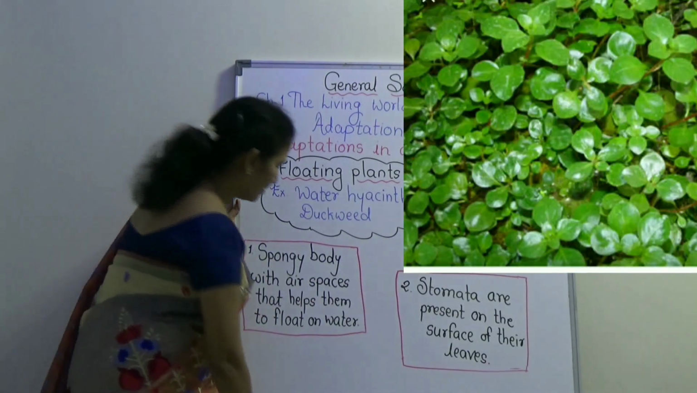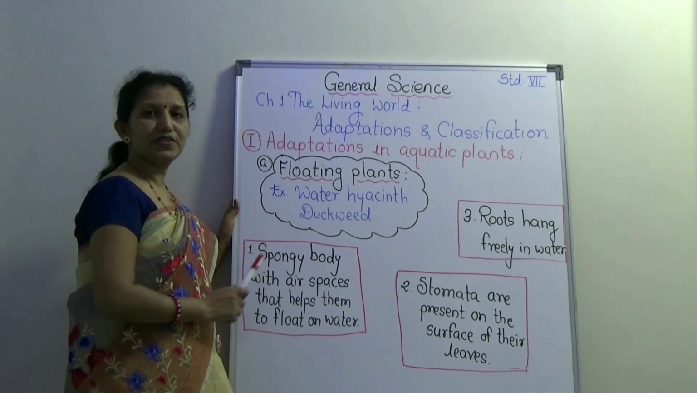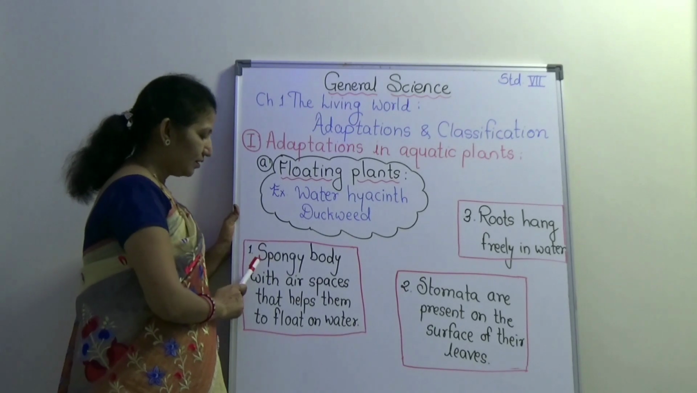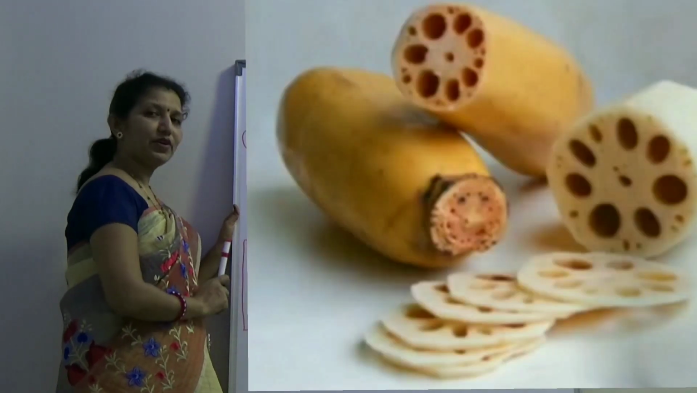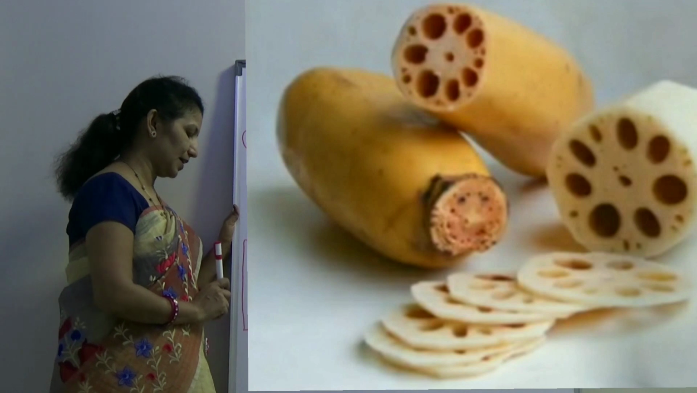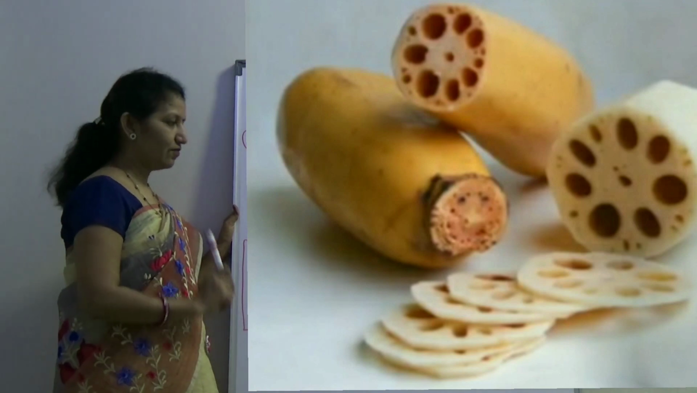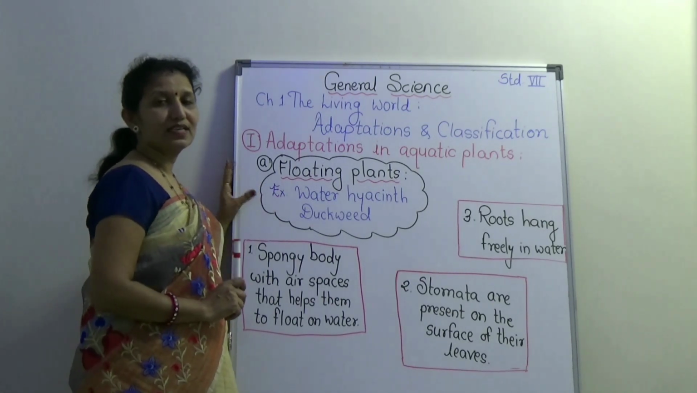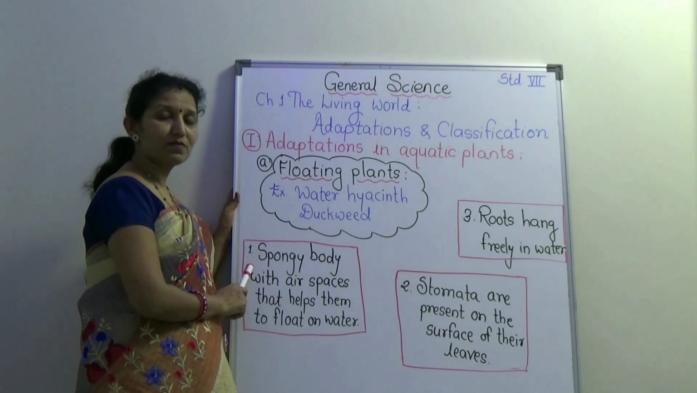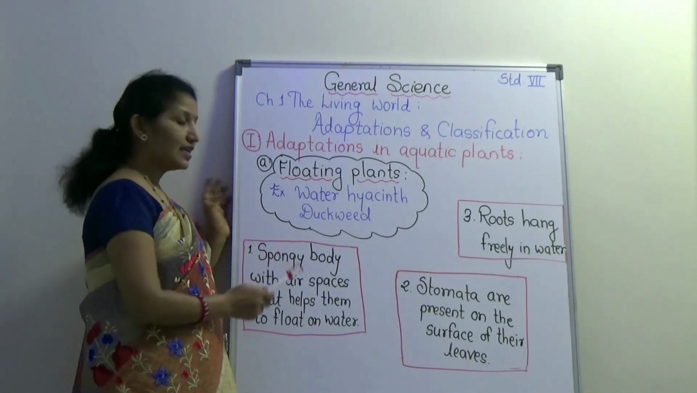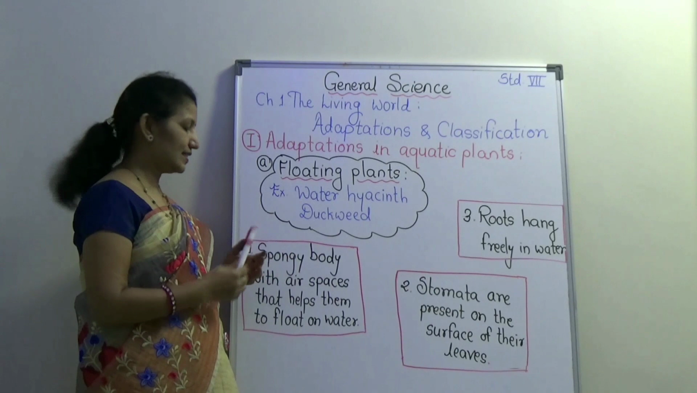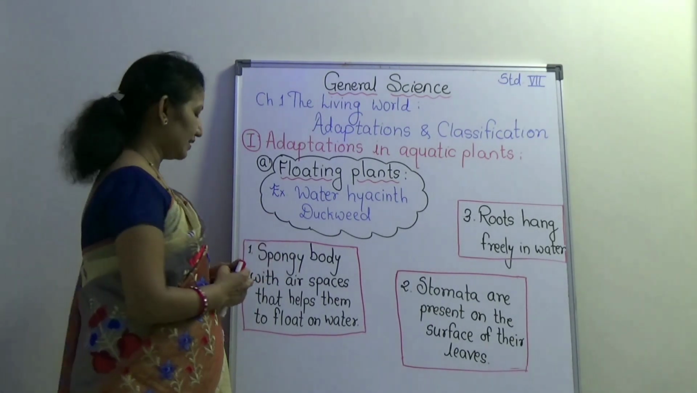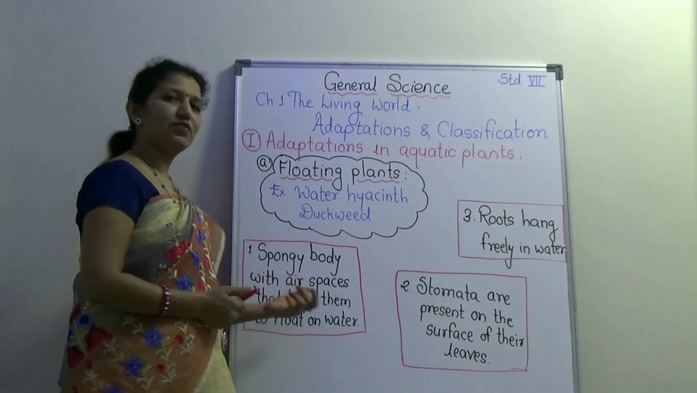Now what are the modifications or adaptations so that it can adjust to that surrounding? First adaptation is spongy body with air spaces that helps them to float on the water. Now the bodies of those plants are spongy, and because of spongy bodies they can float on water very easily, and there are air spaces in that spongy body, and in this way it helps them to float on water.